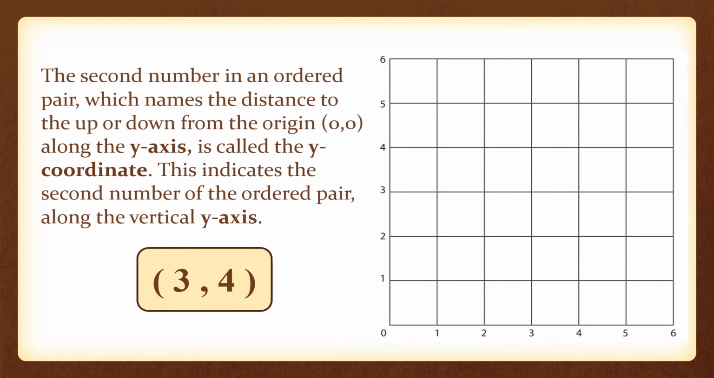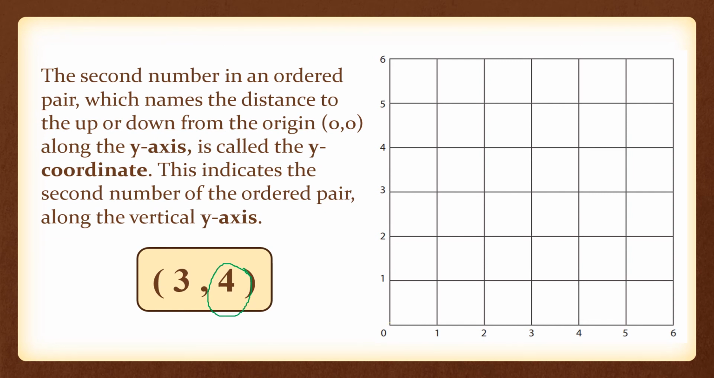The second number in an ordered pair, which names the distance up or down from the origin (0, 0) along the y-axis, is called the y-coordinate. And you can see our y-coordinate right here. The y-coordinate, the distance from the origin, is 4 units. This indicates the second number of the ordered pair along the vertical y-axis.